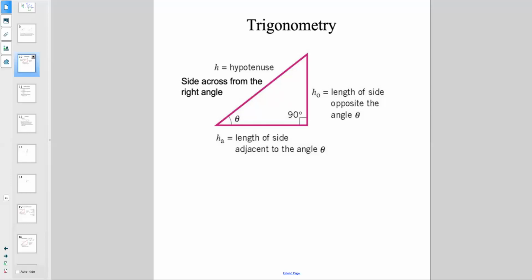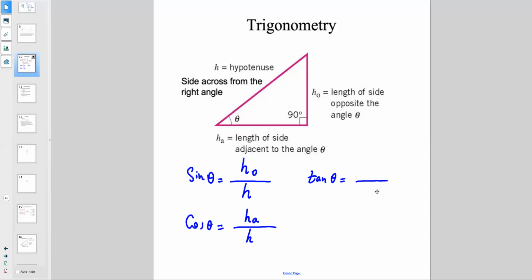Now, if you want to write sine, cosine, and tan of this theta: sine of theta is the side that is opposite, which is HO, divided by the hypotenuse, H. Cosine of theta is the side that is adjacent to the angle theta, which is HA, over the hypotenuse, which is just H. And tan of theta is just HO, the side that's opposite, over HA, adjacent to angle theta. All right, so remember these three things.